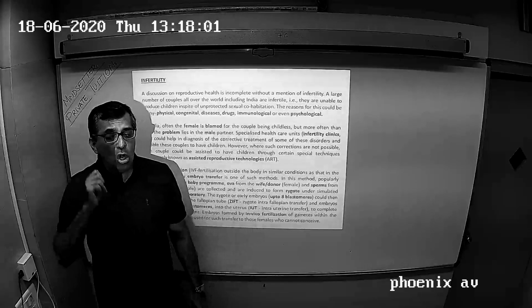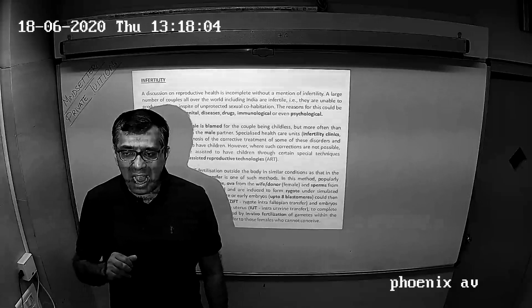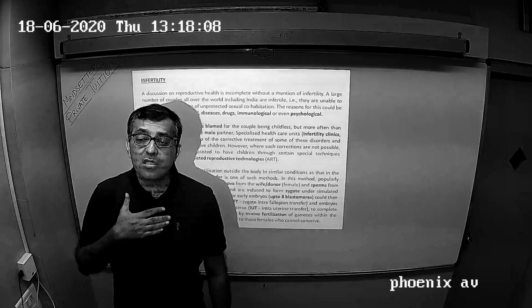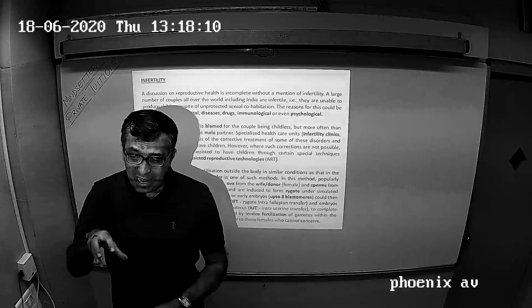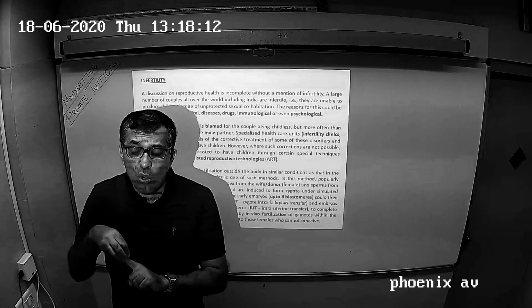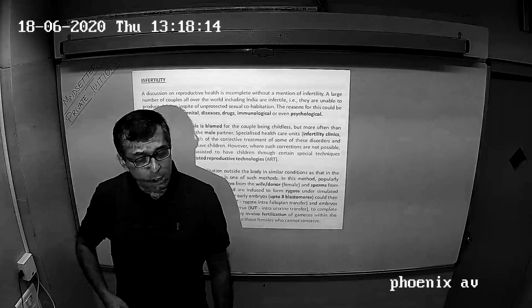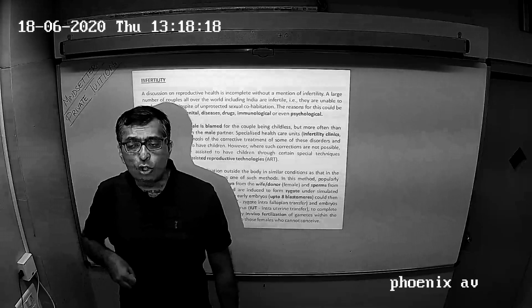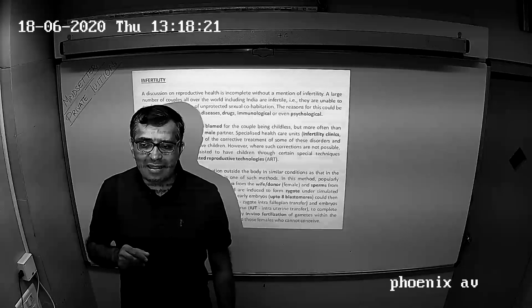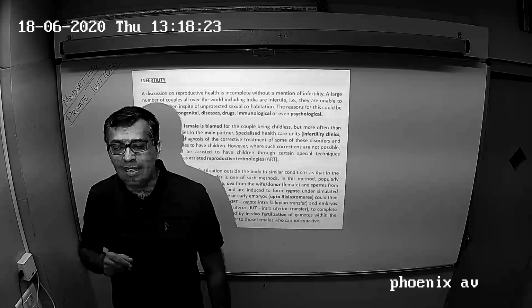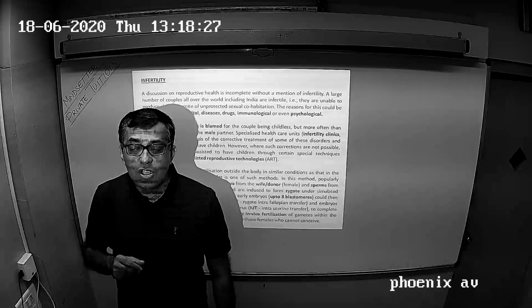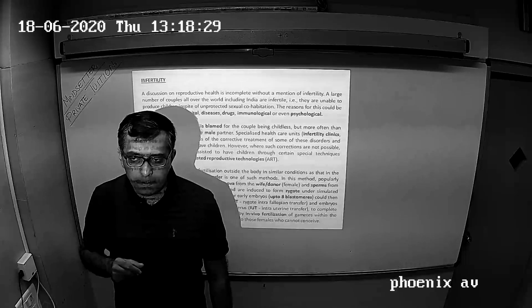Or immunological, many times when sperms are produced in the testes, a person's own WBCs start killing his own sperm. So sir, he's producing sperm, but उसी के WBC उसी के sperms को मार देते हैं, which is called an autoimmune disorder. So that is an autoimmune disorder, which is an immunological problem.